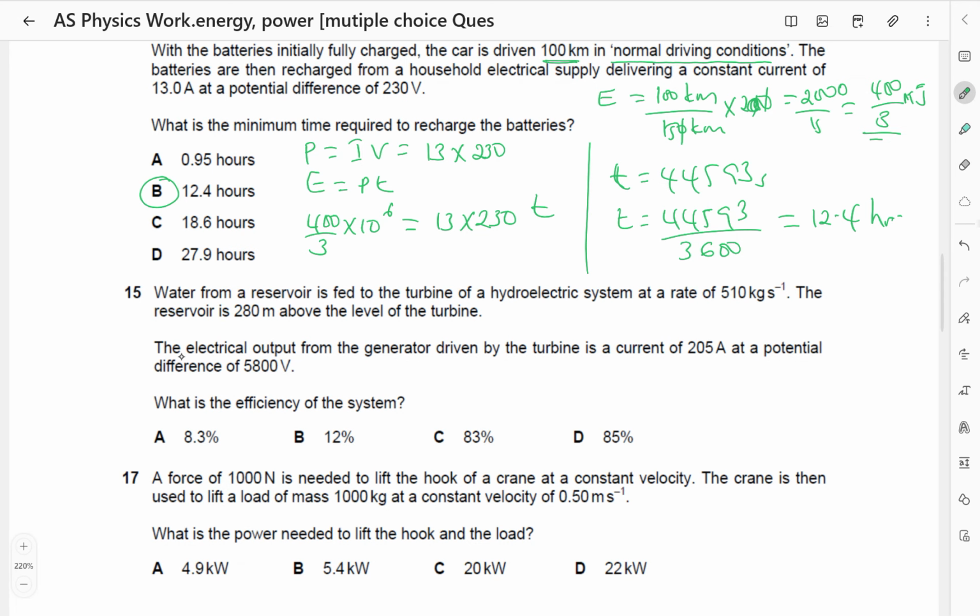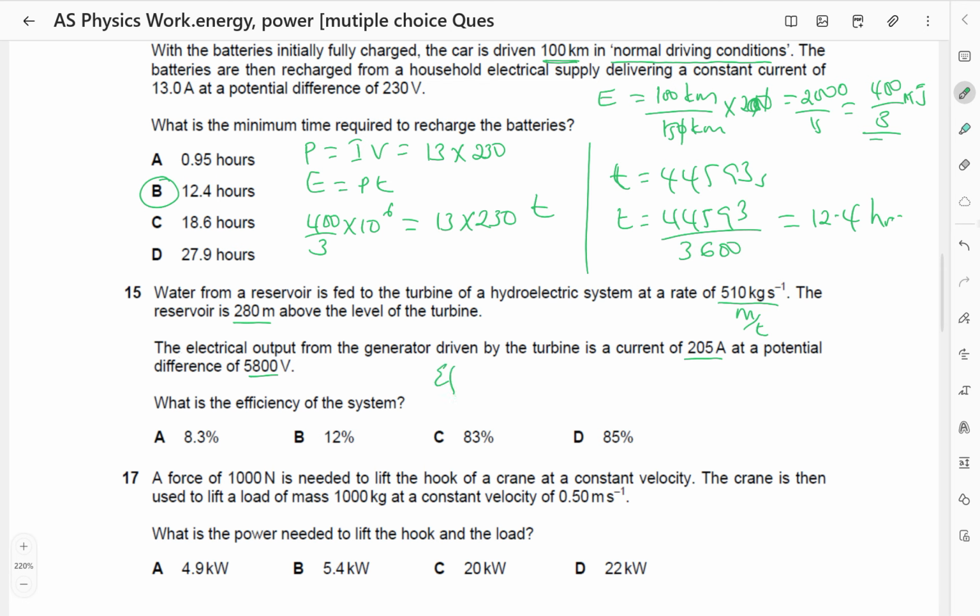Water from a reservoir is fed to the turbine of a hydroelectric system at a rate of 10 kilograms per second. So this is mass per unit time. The reservoir is 280 meters above the level of the turbine. The electrical output from the generator driven by the turbine is a current of 2.05 amperes at a potential difference of 5,800 volts. So that is the output. Output voltage, output current. What is the efficiency of the system?